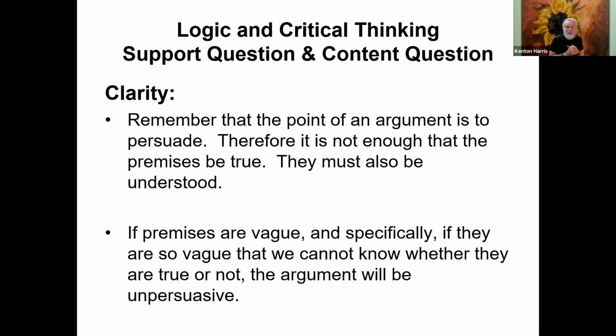The second element is clarity. Remember that the point of an argument is to persuade. Therefore, it's not enough that the premises be true, they must also be understood. If the premises are vague, and specifically, if they are so vague that we cannot know whether they're true or not, the argument will be unpersuasive. This is a weakness in an argument.